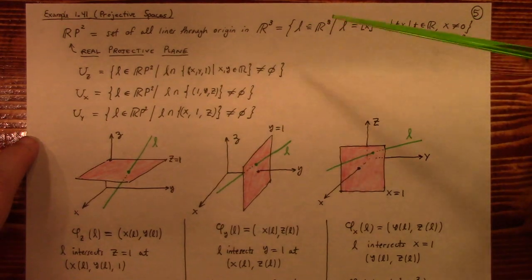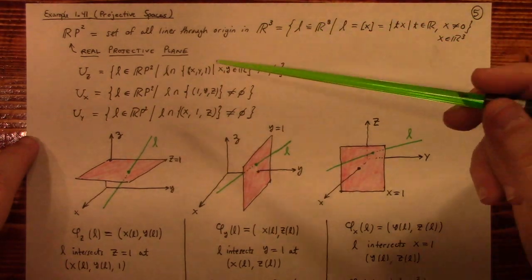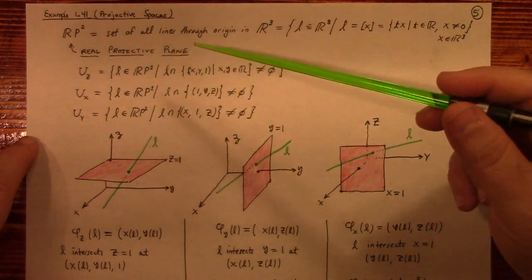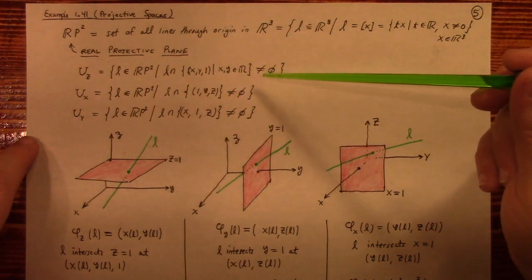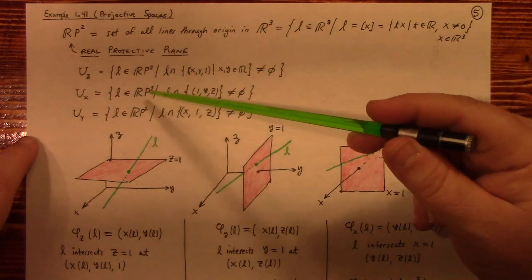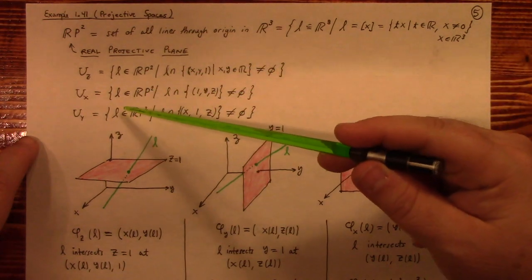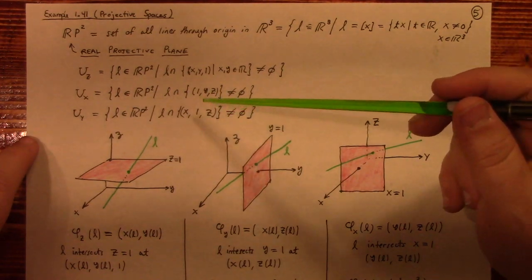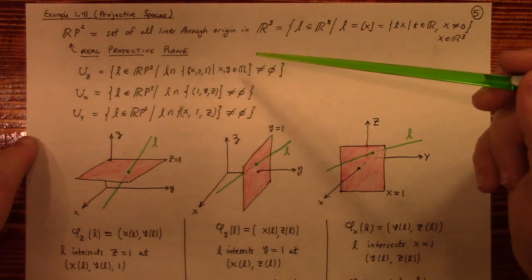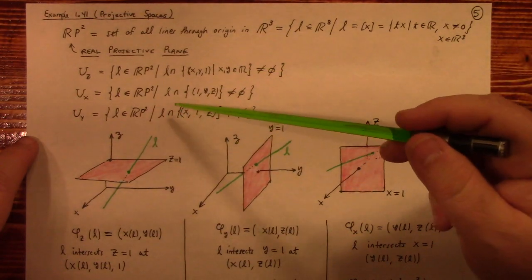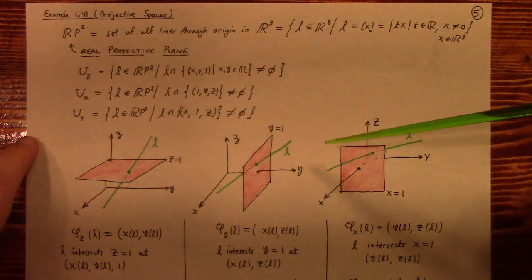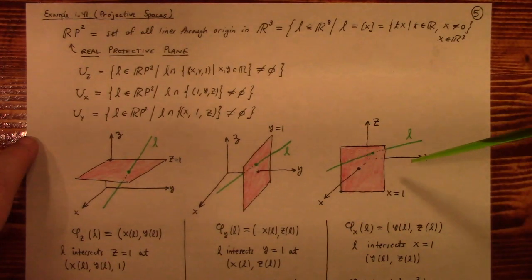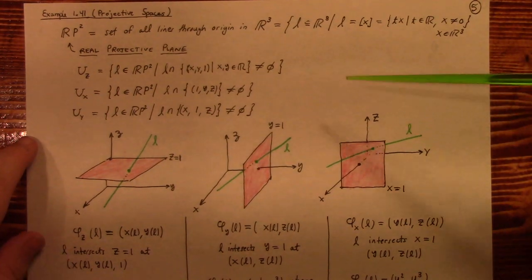Now, let's see here. These are the three different charts for RP2. Either you've got lines which are not parallel to the XY plane, not parallel to the YZ plane, or not parallel to the XZ plane. Another way of saying that is we've got lines which either pierce the plane z equals 1, pierce the plane y equals 1, or pierce the plane x equals 1.